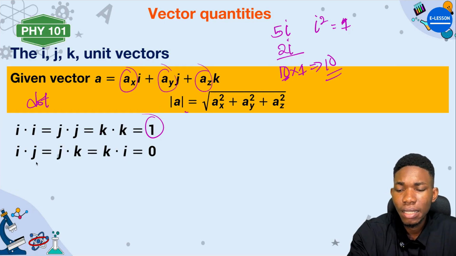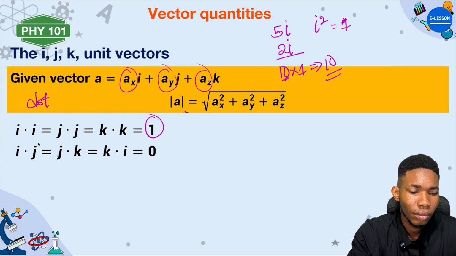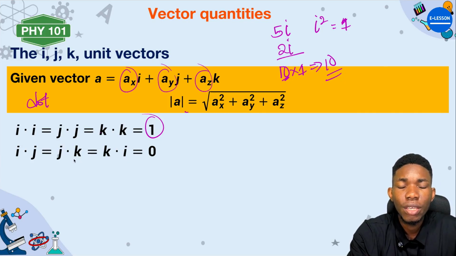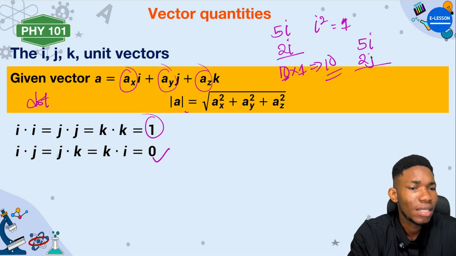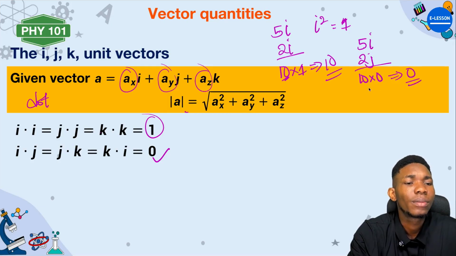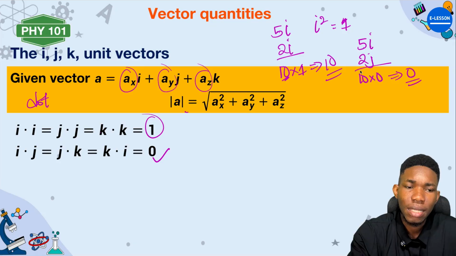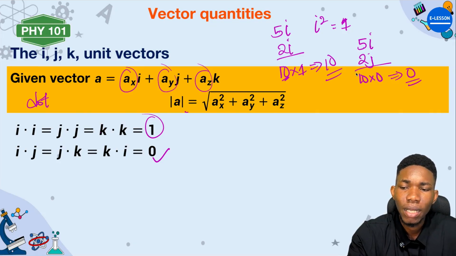Now, the next thing is that I dot J, J dot K, K dot I is 0. So when you see somebody multiply 5i multiplied by 2j, just know that this will give us what, my dear student? 0. Are you getting it? Why? Because 5 times 2 will give us what? 10. I dot J will give us what, my dear student? 0, which is 10 times 0 will give us what? 0. Is that understood? Exactly. So that is that for this particular one.